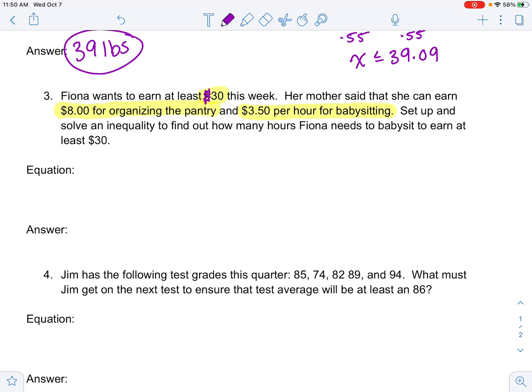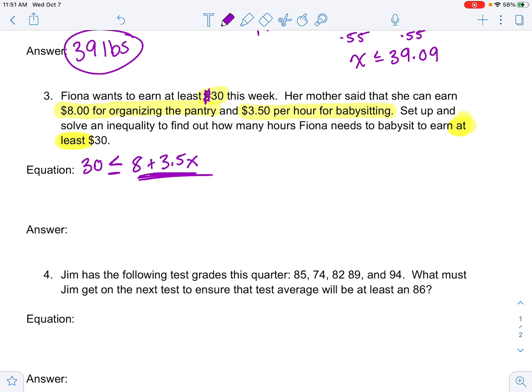All right, so what do we have? I know that Fiona needs to hit $30, right? How can she hit $30? Well, she can organize the pantry for $8, plus she can babysit for $3.50 per hour. Now, does she want to be under 30, over 30, or equal to 30? Earn at least $30. So she wants to be more than or equal to, whoops, I just wrote that the wrong way. What she's earning, this stuff, needs to be bigger than the 30 or equal to it.